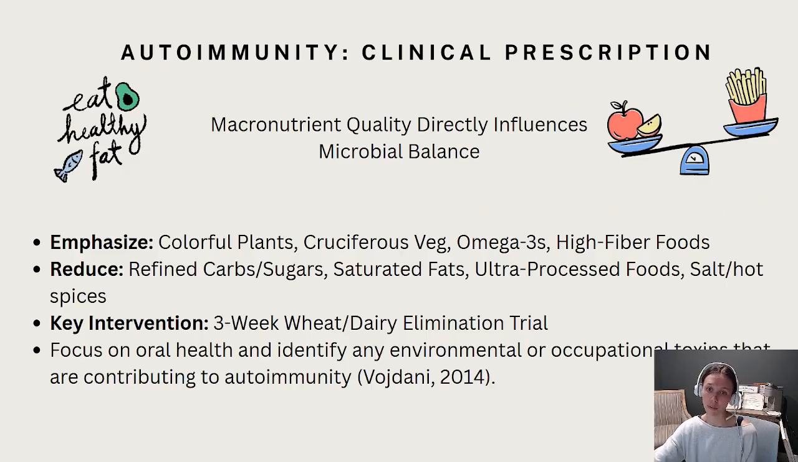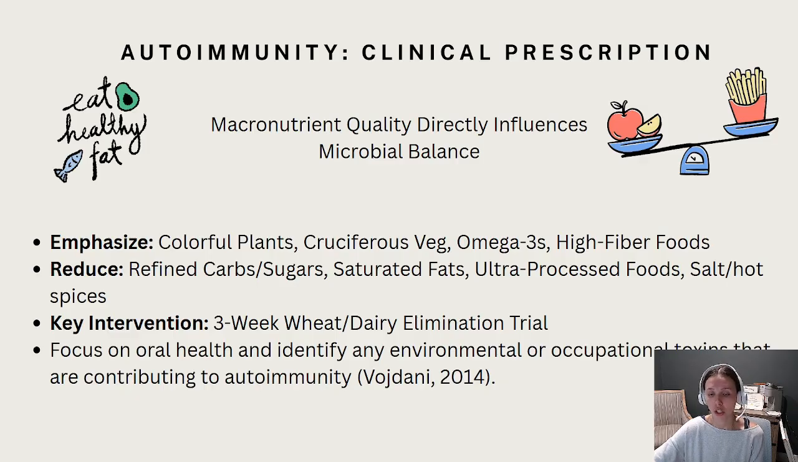So the clinical prescription for autoimmunity, therefore, is to emphasize colorful fruits and vegetables for the polyphenols and for the fiber, cruciferous vegetables for glutathione support, omega-3s from fatty fish, and then we also, like I said, we want high fiber and plant-based foods. We also want to reduce refined carbohydrates and sugars, saturated fats, ultra-processed foods, and excessive salt and hot spices, which can increase intestinal permeability.